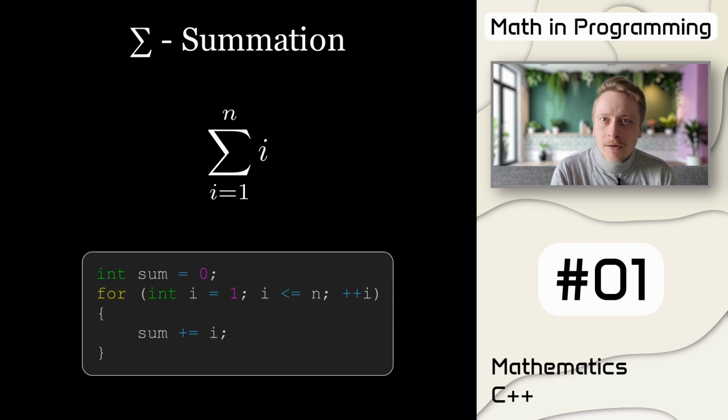Imagine you create a variable called sum and set it to 0. Then you loop from 1 to n, and on each step you add the current value of i to your sum. At the end, you've built up the total, just like in math.